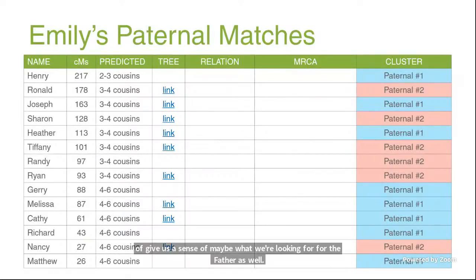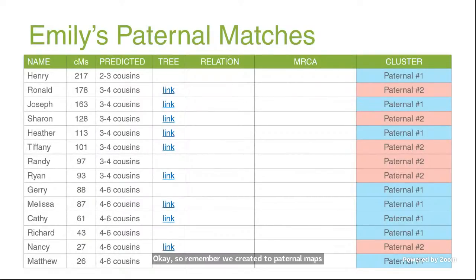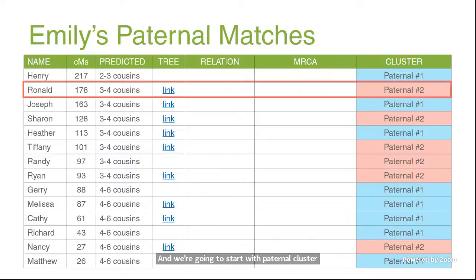Okay, so remember we created 2 paternal matches for Emily. And we're going to start with paternal cluster number 2. And why are we going to start with paternal cluster number 2? Well, because the top match that actually has a tree is in cluster number 2. So we're going to start with Ronald.